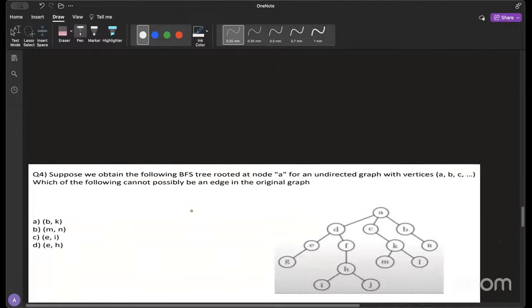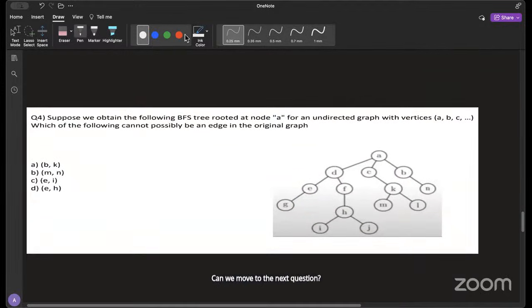Can we move to the next question? Give this one a try.